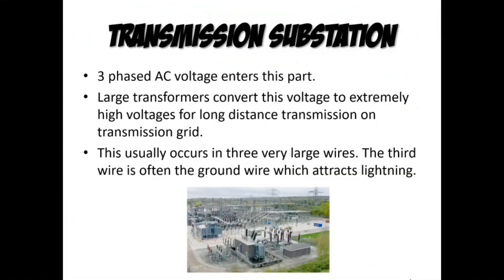Next po yung transmission substation. So a three-phased AC voltage enters this part. Large transformers convert this voltage to extremely high voltages for long-distance transmission on the transmission grid. This usually occurs in three very large wires. The third wire is often the ground wire, which attracts lightning.